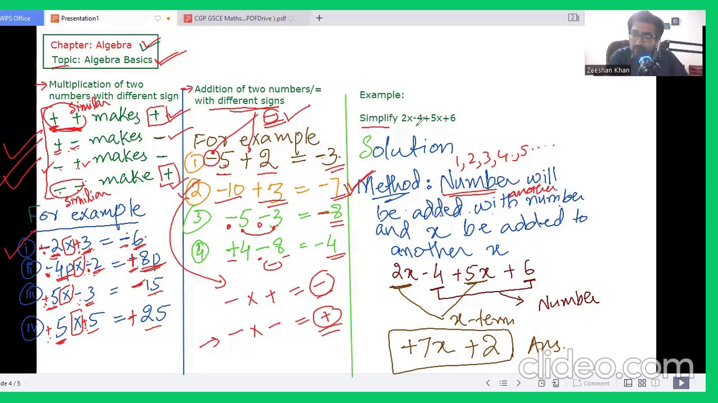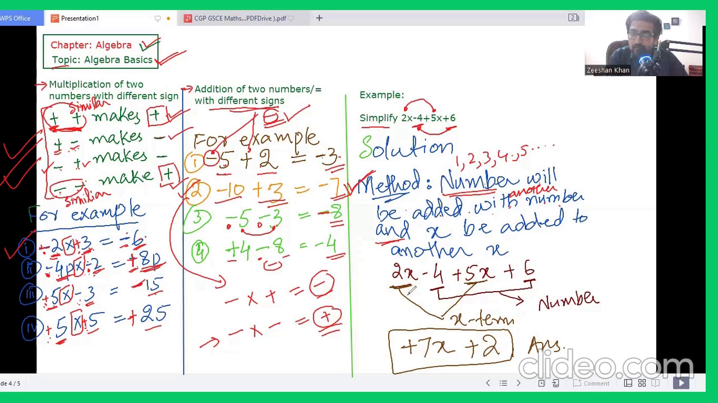So if you see here, minus 4 is a number, right? There is no x with it. There is no x square with it. So this is simply one number. Plus 6 is also a number. So we will combine them. And if you see here the next part, x is to be added with another x. And you can see 2x is an x term. 5x is another x term. So we will combine them together.